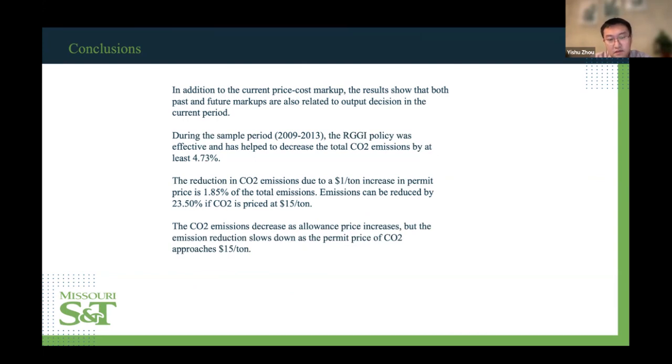And we did some simulation. If we further increase the CO2 price, then a $1 per ton increase will further decrease CO2 emissions by about 1.85%. Still, as we have shown in the previous graph, the RGGI CO2 price was pretty low. So if we have a higher price, for example $15 per ton, then we can reduce CO2 emissions by more than 20%.